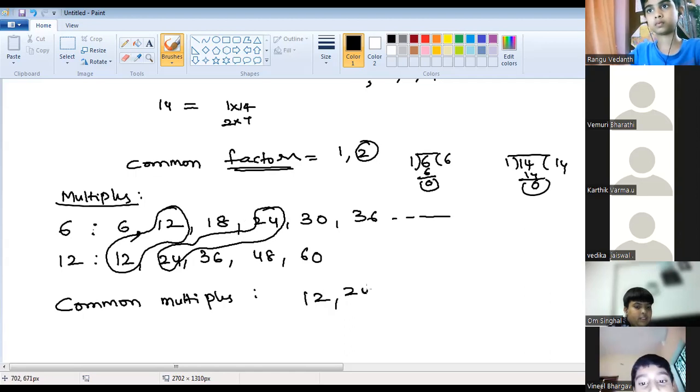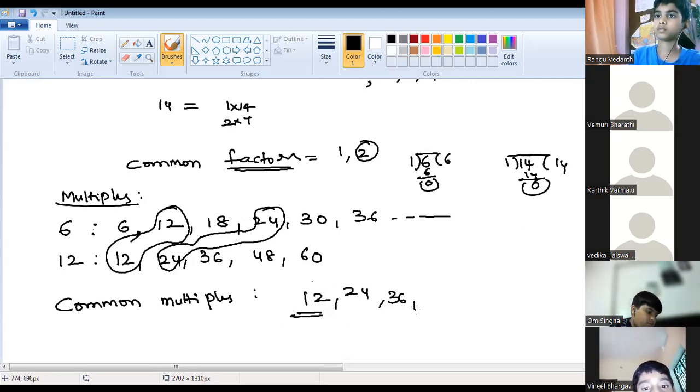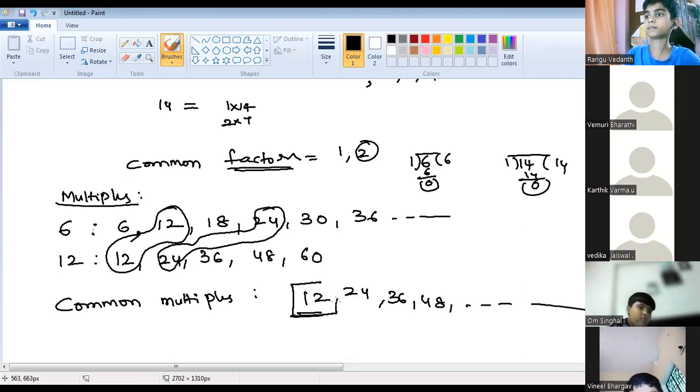Actually, 48 is also. Children, if you know the first common multiple, you can just write the 12 table. 12 twos are 24, then 36, 12 fours are 48. These are the common multiples. Which is the least common multiple? 12.